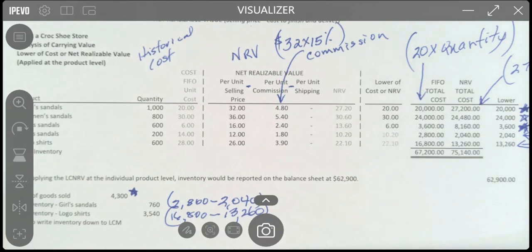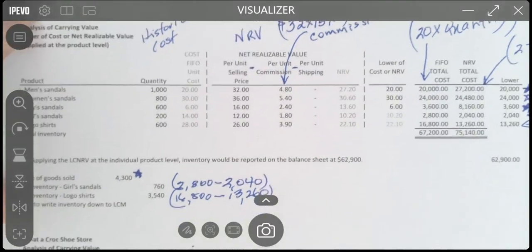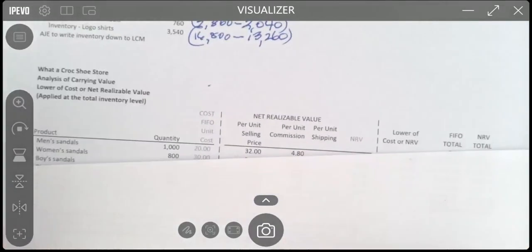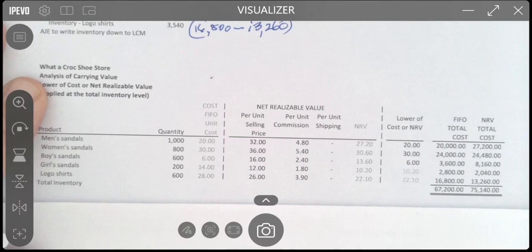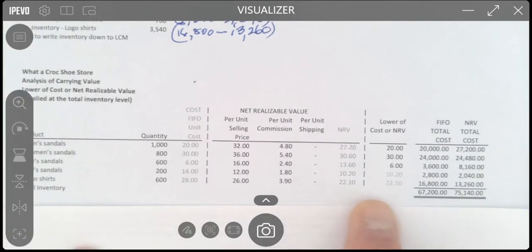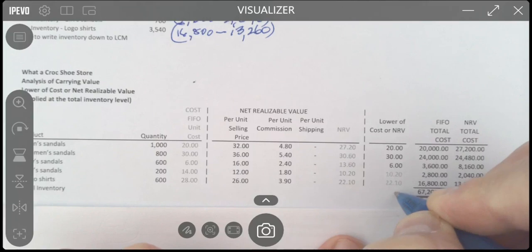Now, here's the good news. Applying it on the total inventory level is much less complex. We already did the work. The table is the same thing. This table looks exactly the same. I've gone through all of these. But here's the deal. This is the key metric.